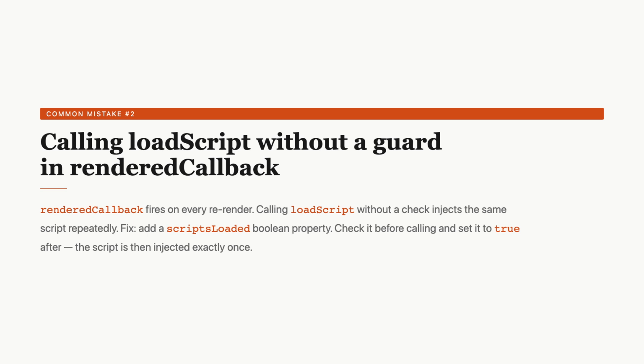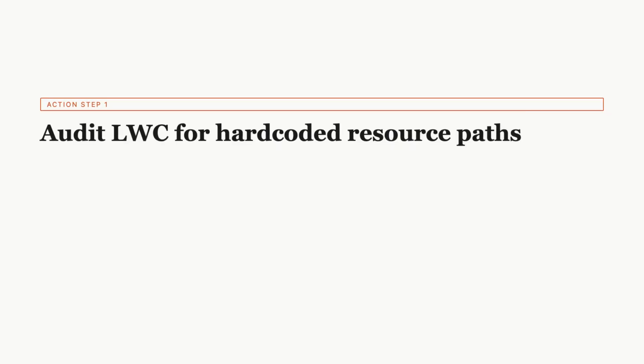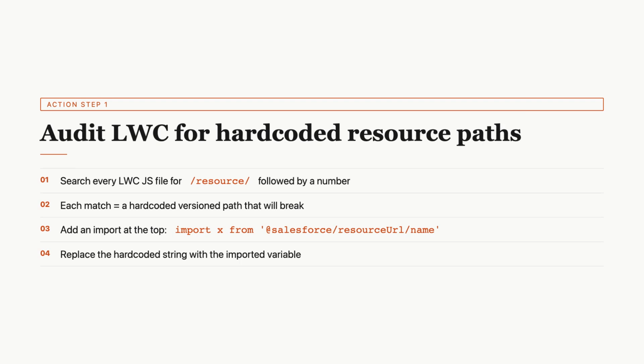The audit for action step 1 is a simple search. Open each LWC JavaScript file and search for the string "resource" followed by a number. If you find it, you have a hard-coded version path. Add an import declaration at the top of the file: import RESOURCE_NAME from @salesforce/resourceUrl/your_resource_api_name, and replace the hard-coded string with the imported variable. This is a direct one-for-one swap that does not change how the component behaves when it loads. But it guarantees the reference will survive every future deployment without breaking, because the platform resolves the version at load time rather than at code write time.